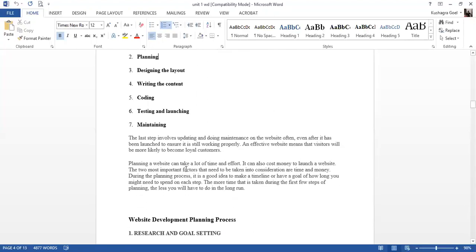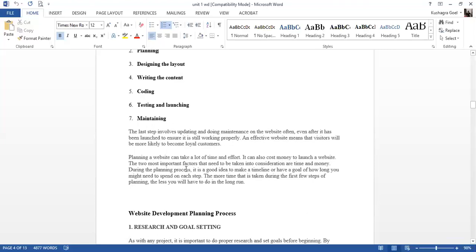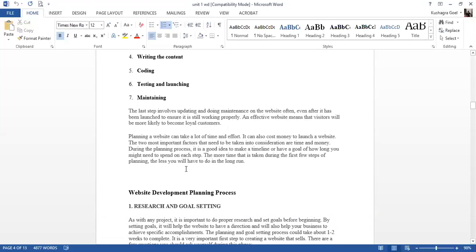The last step involves updating and doing maintenance of the website often, even after it has been launched, to ensure it is still working properly. An effective website means that visitors will be more likely to become loyal customers. Planning a website can take a lot of time and effort. It can also cost money to launch a website. The two most important factors that need to be taken into consideration are time and money.